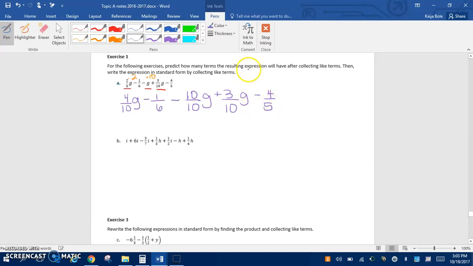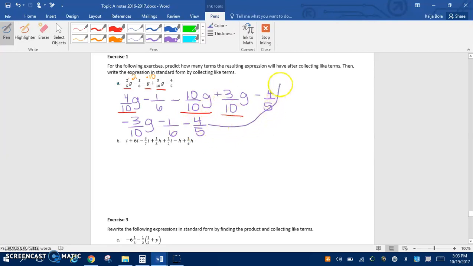So again, I'm going to underline all the g's. Okay, so now I'm going to combine like terms. So we have 4 minus 10, which gives us negative 6, plus a 3 gives us a negative 3 over 10g. So we've taken care of that. Now we still have minus 1/6 minus 4/5. So now we're going to need common denominators.